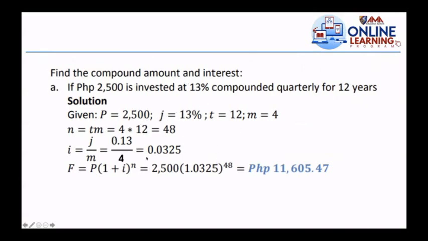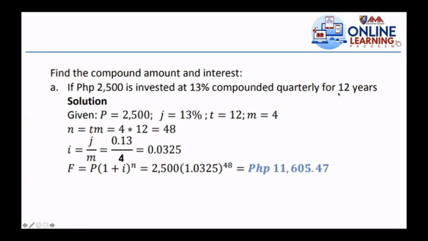Okay, let's not look at this. Let's look at the problem. So to get the I, quarterly 4. So this is the J, right? So 0.13 divided by 4. That's the I. 0.13 divided by 4. That's why you have it here, right? 0.0325. And that I will put in the Excel file.